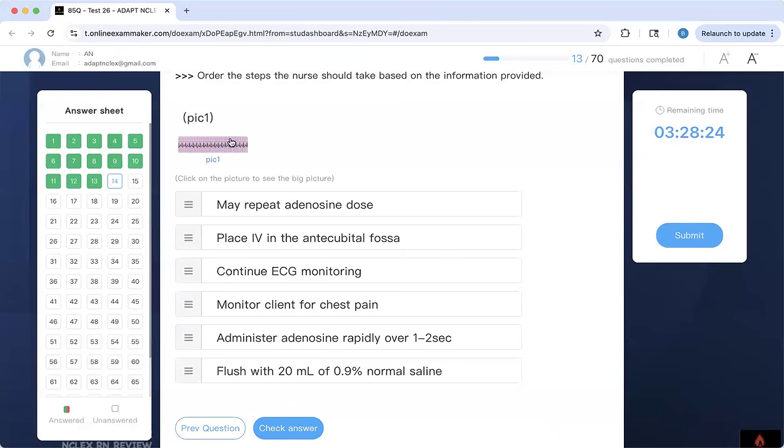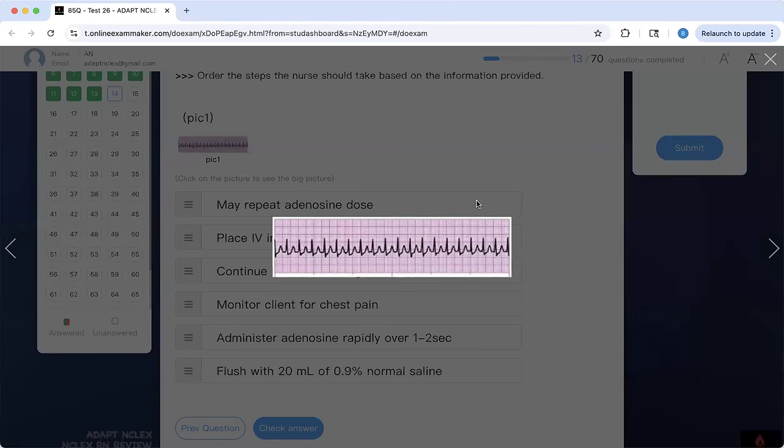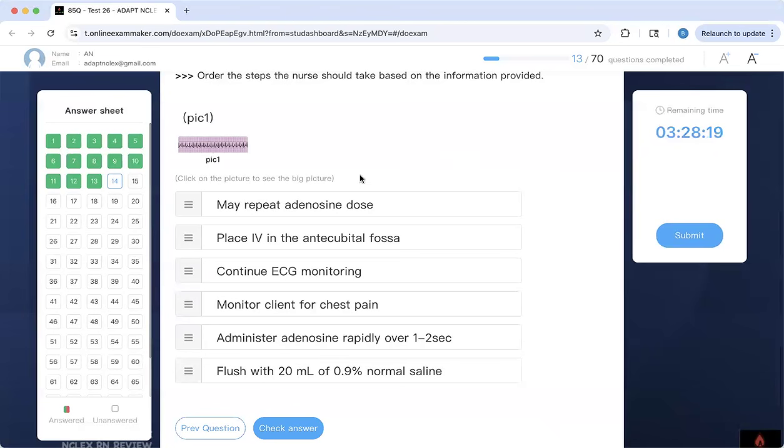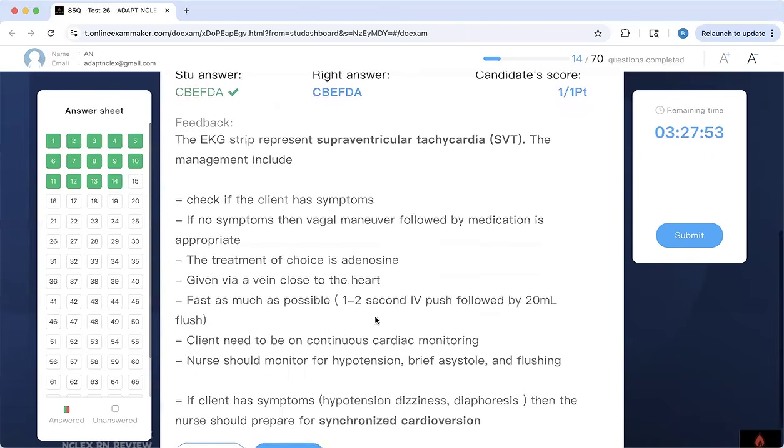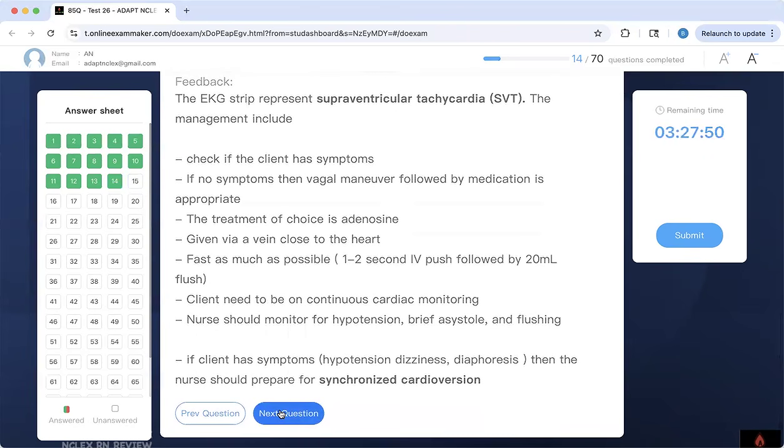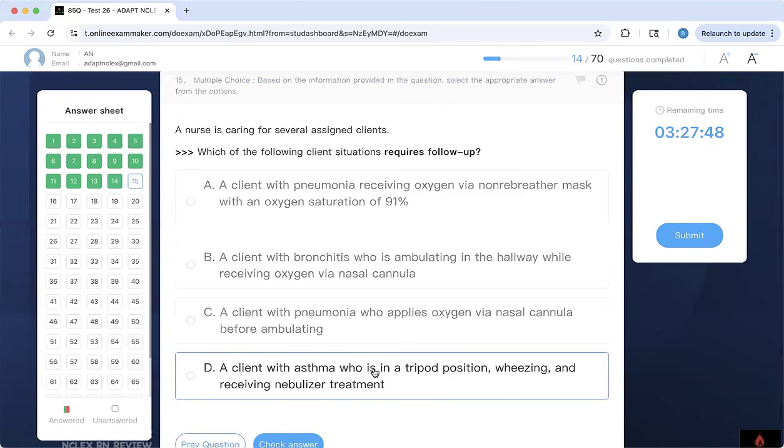I can tell you, this is supraventricular tachycardia, SVT. And therefore, the first thing we do, we're going to put the patient on a cardiac monitor to monitor them. We're going to have an IV in place because we have to give them medication. Then we give them adenosine very fast, over 1 to 2 seconds. Then you have to flush it. And then what do you do? Monitor the client for chest pain because their heart is going to stop briefly. Then you can decide to repeat the dose if they have not responded. This is what you do for SVT. Master it.